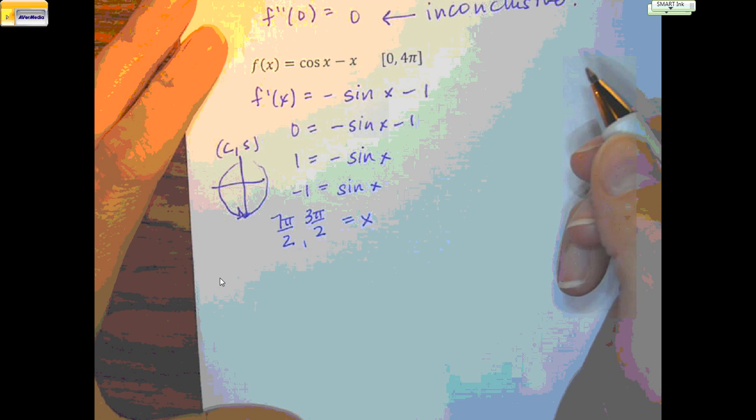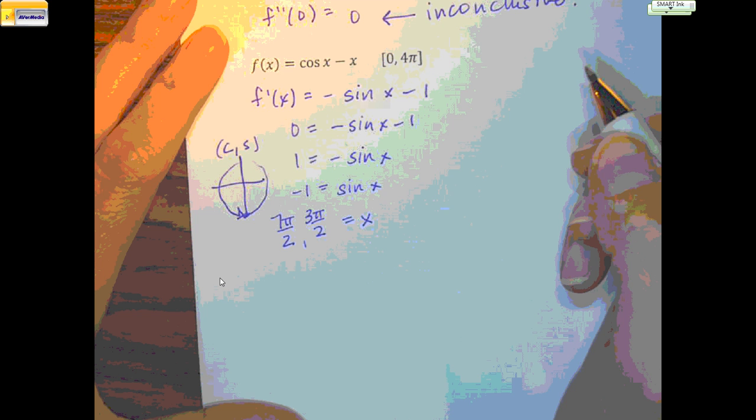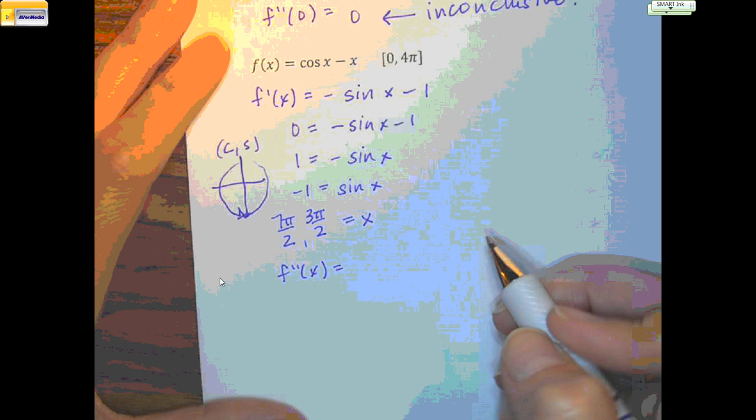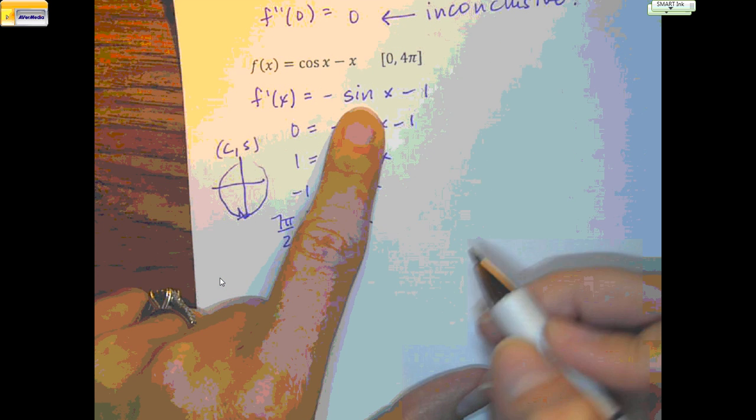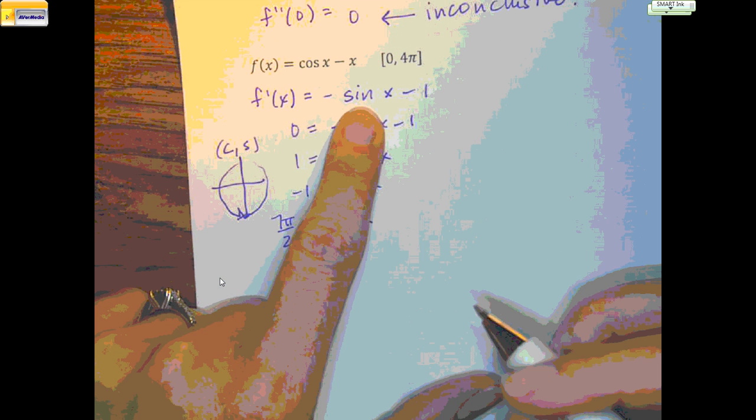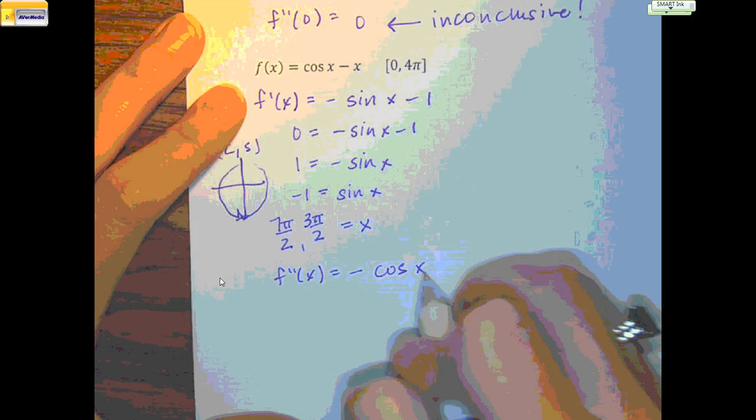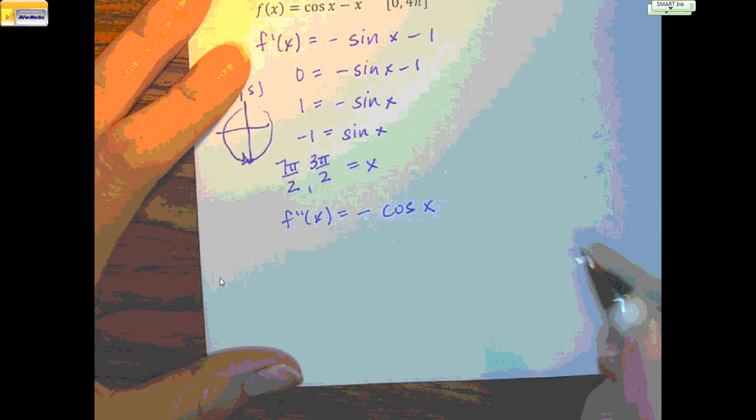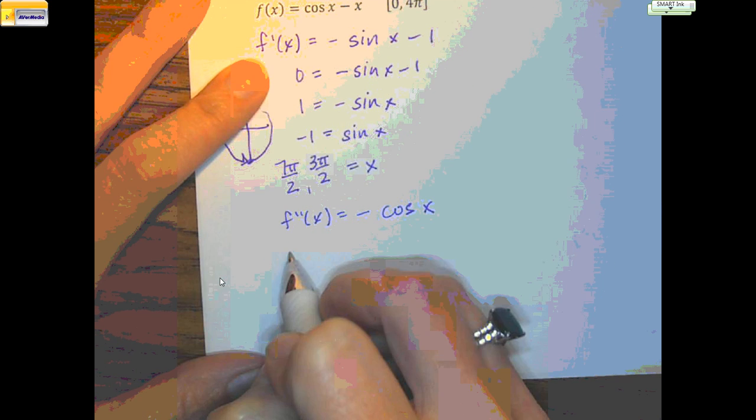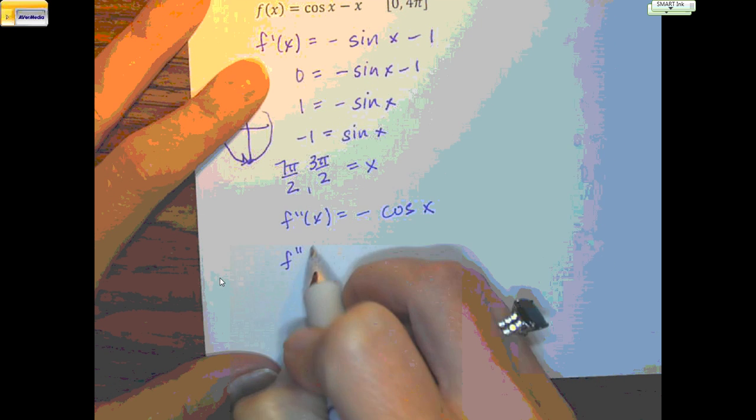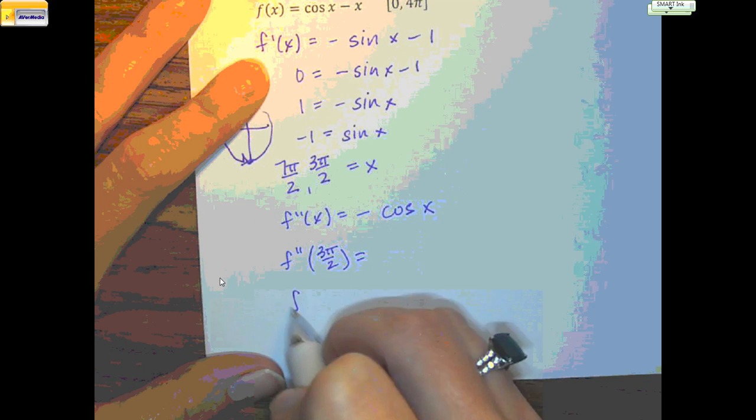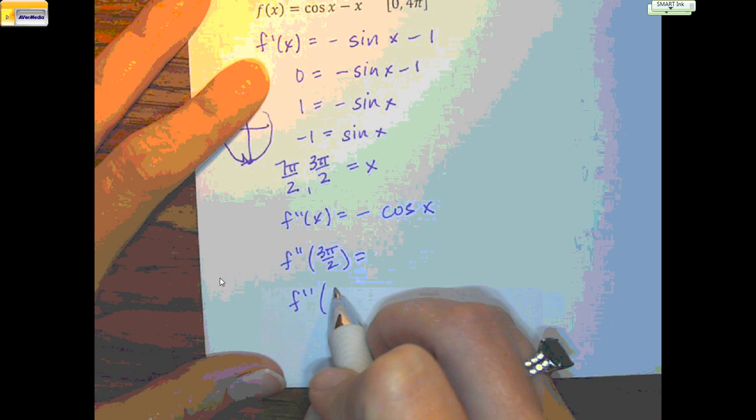Now what? Second derivative. Put your phone away. Second derivative. What's the derivative of negative sine x? Good, negative cosine of x. And the derivative of negative 1 is 0. What do I do with that second derivative? Yeah, we plug in those values we got. So I want the second derivative at 3 pi over 2 and the second derivative at 7 pi over 2.